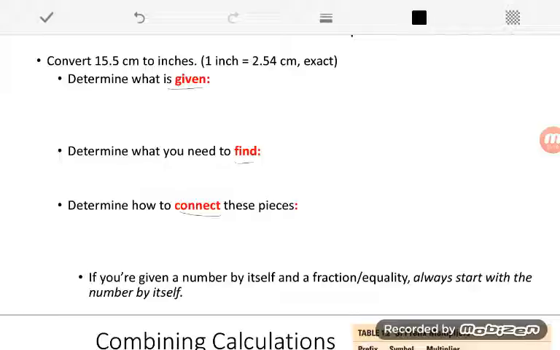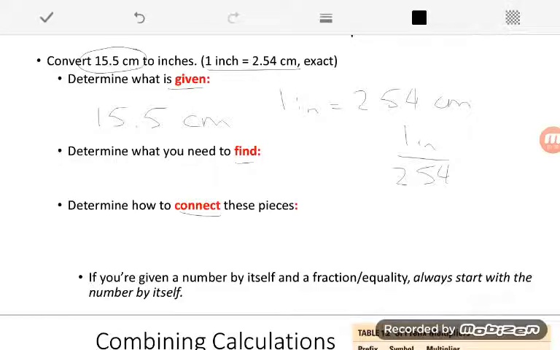So what am I given? Well, I know I start with 15.5 centimeters, and I know this relationship: 1 inch is equal to 2.54 centimeters. And I can write this as a fraction too. I could write it as 1 inch over 2.54 centimeters, or I could flip it. When you have an equality, because these are equal, you can turn it into a fraction, which we call a conversion factor.